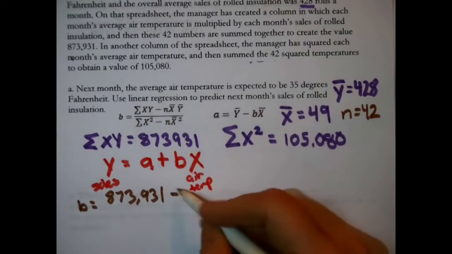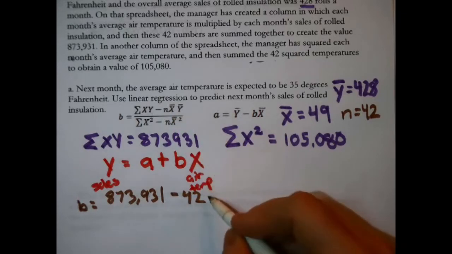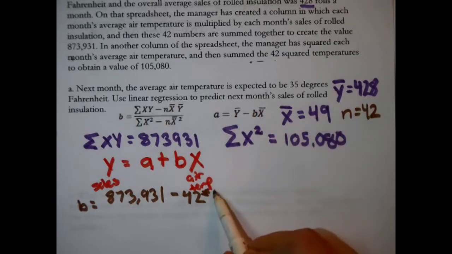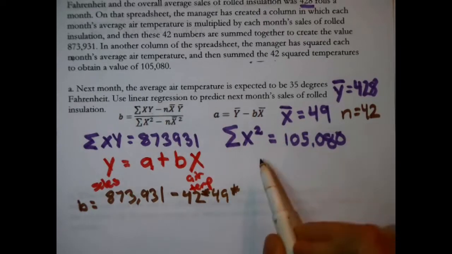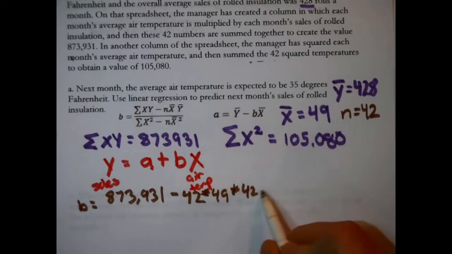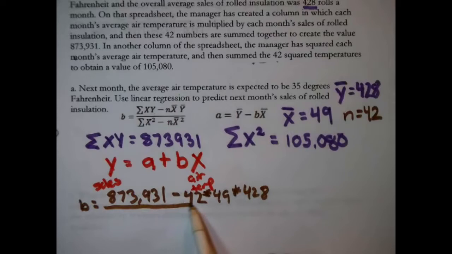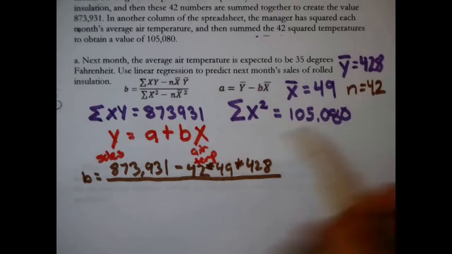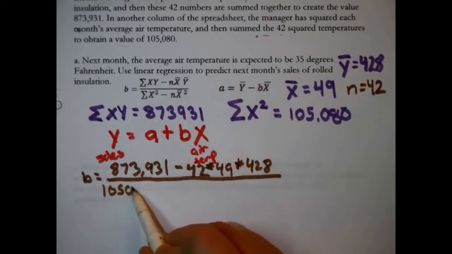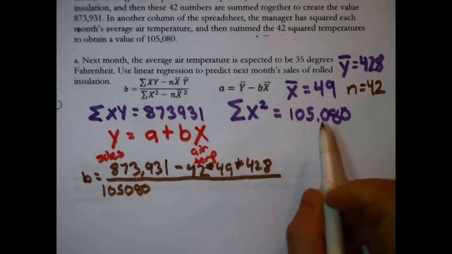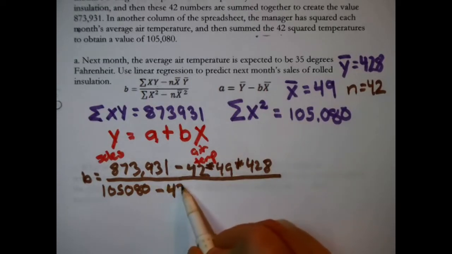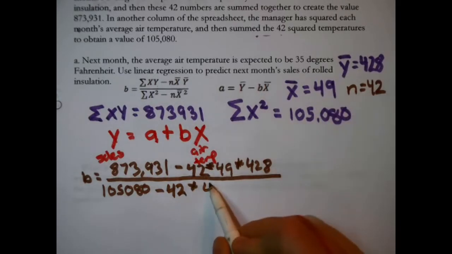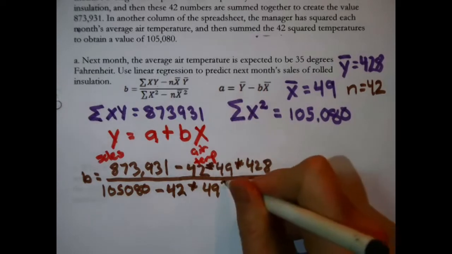So we want to say 42 times the average x, that was 49, times the average y, which was 428. Okay, the numerator is all filled in now. Divided by the denominator. The denominator is the sum of the squared x's, 105,080, minus, again, n, 42, times the average x, which is 49, except careful, square it.